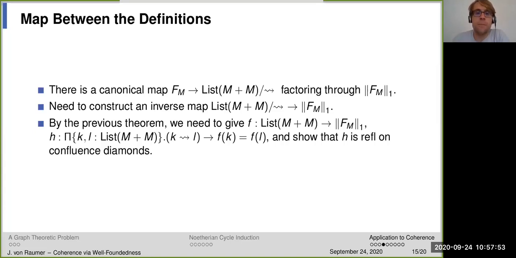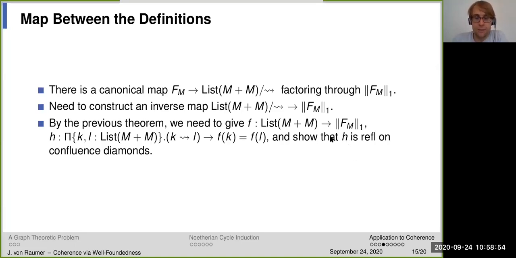And this is where we can use our induction lemma. So we need to give a function f from the lists, where we didn't take the quotient, into the one truncation of Fm. And we need to show that it maps related elements to equal elements. And then we need to show that H is reflexivity on confluence diamonds. It turned out that this is much easier, because instead of having all cycles, we have confluence diamonds. And these confluence diamonds are something that we can give ourselves, because in the proof that the relation on the lists is locally confluent, we can actually choose what witnesses we give.